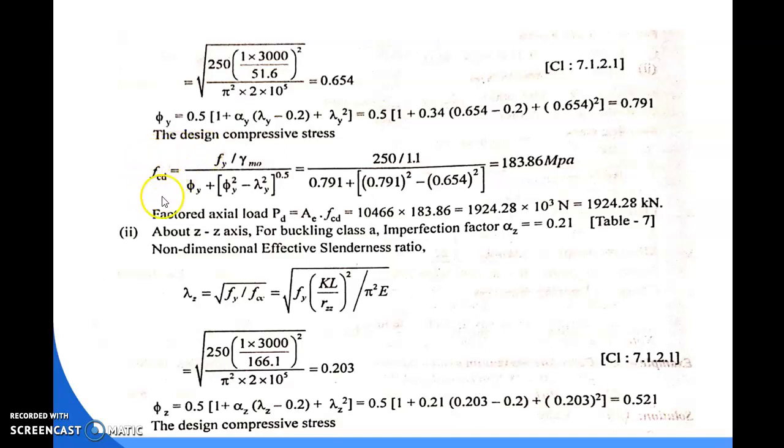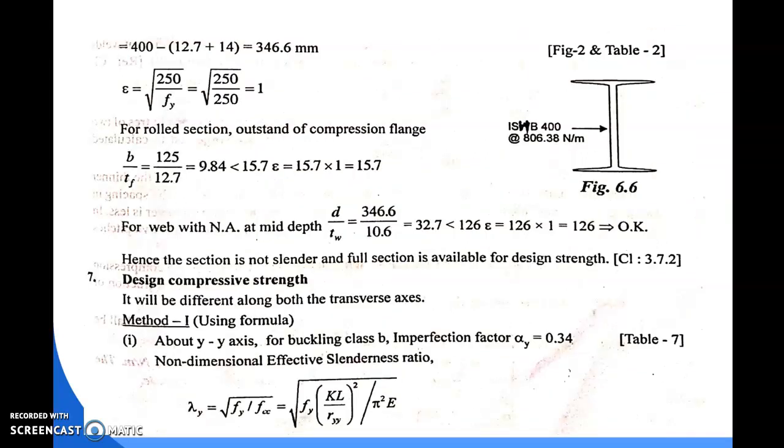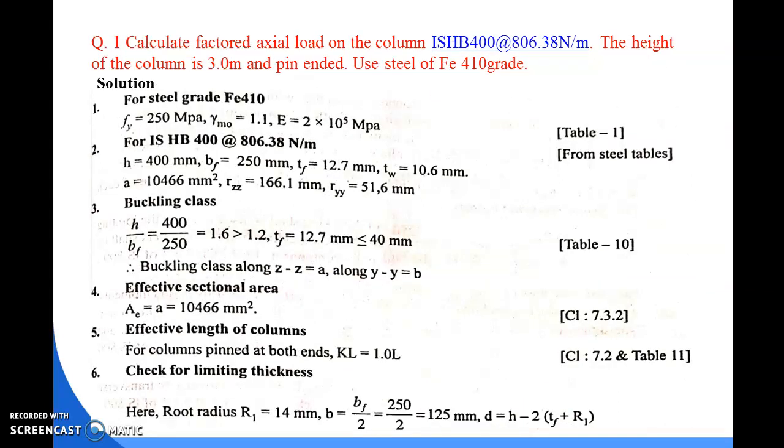To find out the FCD value, we need to calculate two factors. First one is phi and second one is lambda. As we know, this particular I section undergoes buckling class A in the ZZ axis, and in the YY axis the buckling class is B. So we have to find out two values of compression strength of the I section: first in the ZZ axis and second in the YY axis.